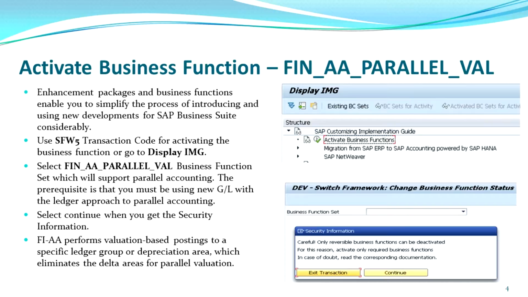This function supports parallel accounting. Suppose a company has to prepare books according to both IFRS and US GAAP, or they have some regulatory requirement, they can do it based on this function. To activate this function, you can use transaction code SFW5, or go to display IMG, and from there you can activate business functions.